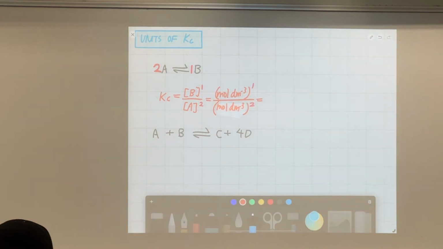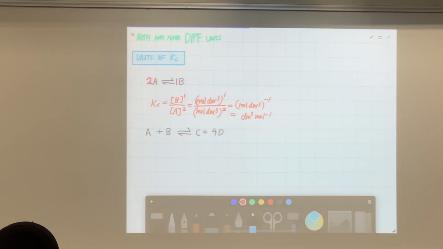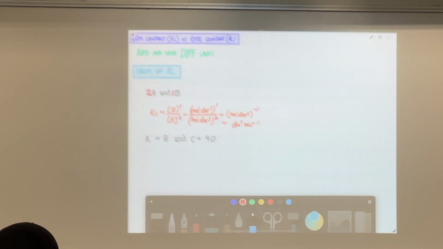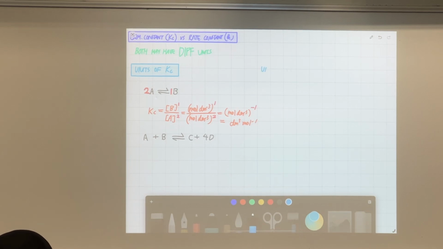dm³ per mole. dm³ per mole. Or you can first write mole per dm³ to the power of -1, and then you can expand it and write dm³ per mole. Right? Remember this? So this is why I said the units of Kc depend. With k it is similar. Now I want you to do that as homework.